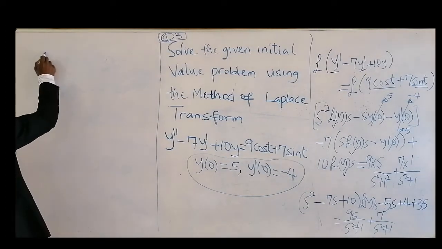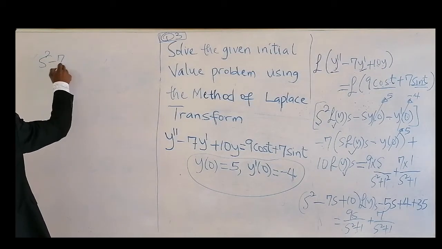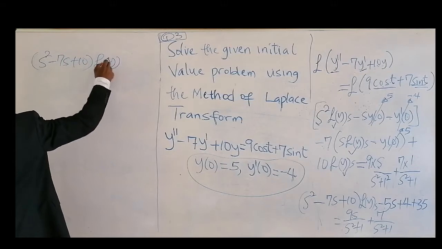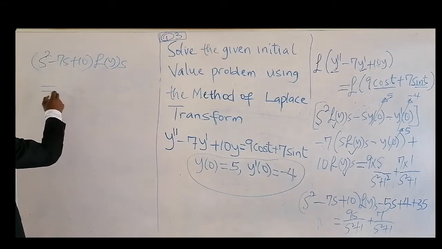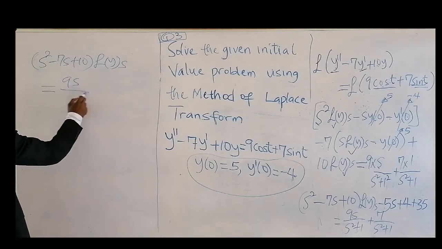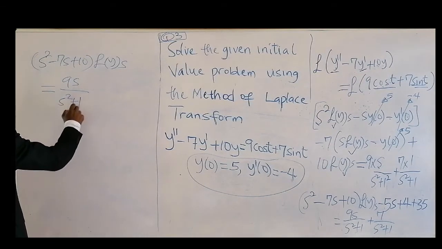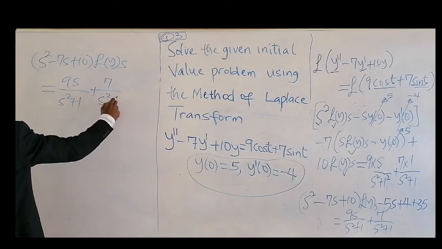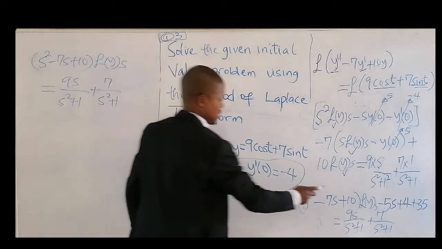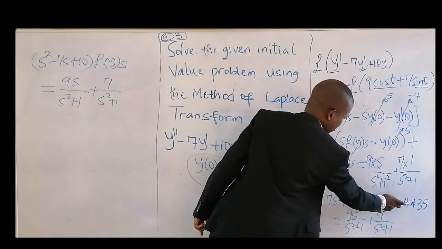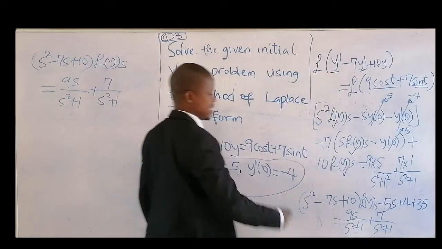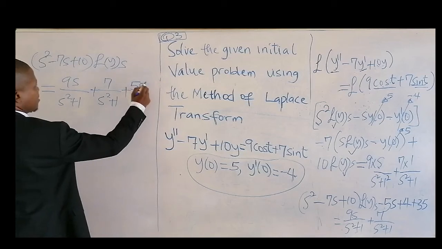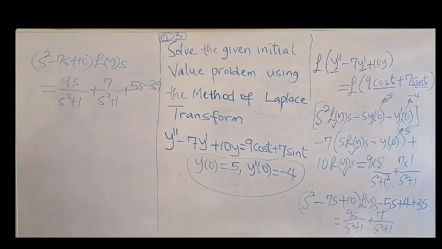So we now have this s squared minus 7s plus 10, Laplace of y equal to this over this, then plus 7 over this one. Then we can move this one to the other side. 4 plus 35, that's 39, can also go to the other side. So that will be plus 5s minus 39. So that's what we have.